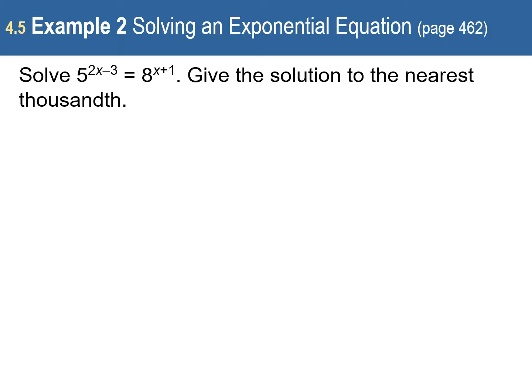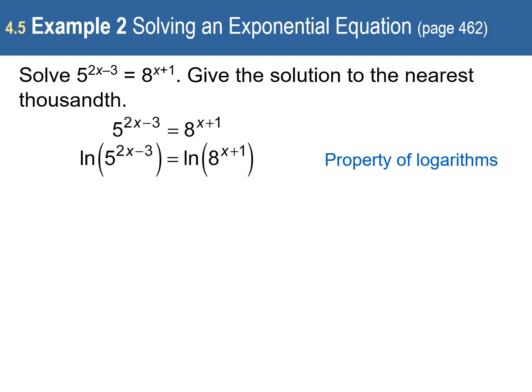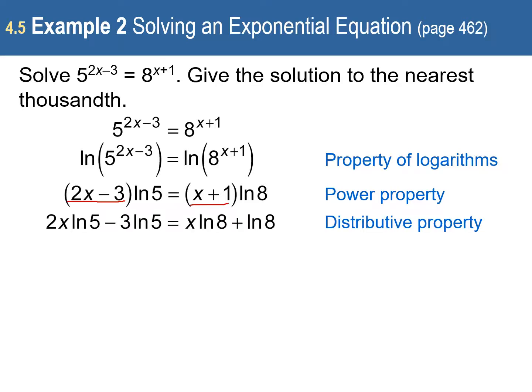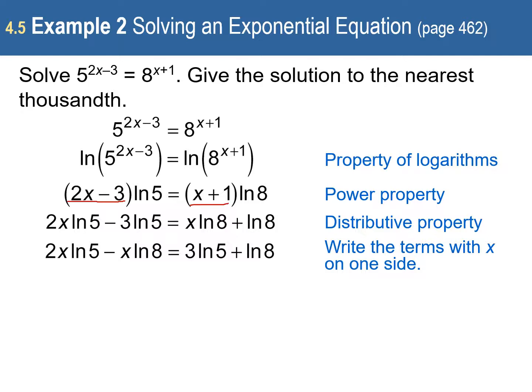Now, suppose I want to solve 5 to the 2x minus 3 is equal to 8 to the x plus 1. I want to take the natural log of both sides, and then the exponents are multiplied out front. So I have 2x minus 3 times the natural log of 5 is equal to x plus 1 times the natural log of 8. I'm going to distribute my constants because those natural logs are just numbers. I'm going to collect my x terms on one side and my constant terms on the other side.